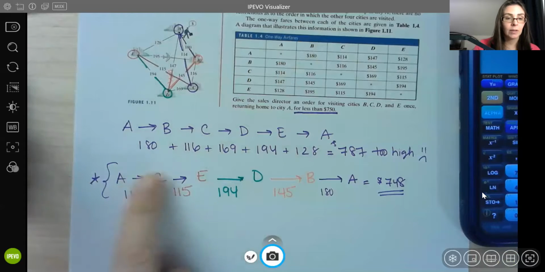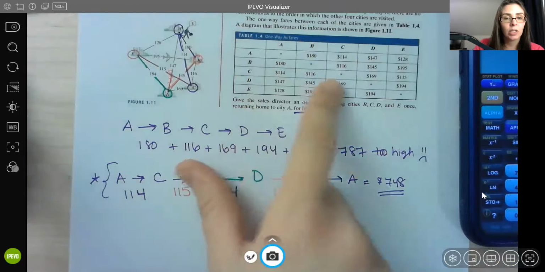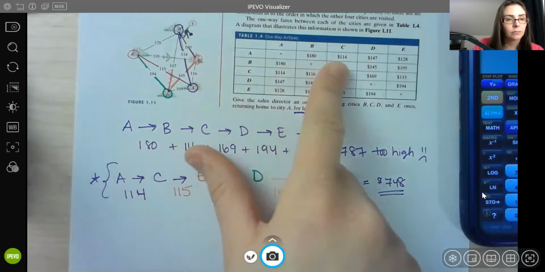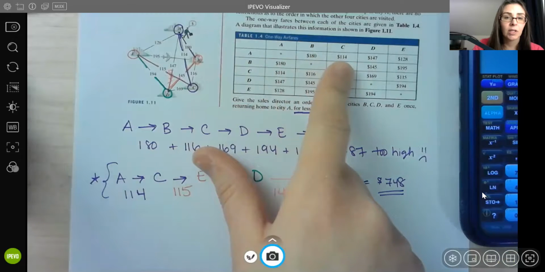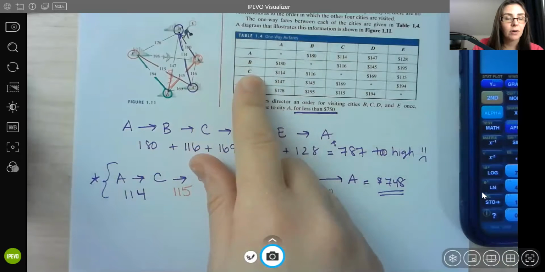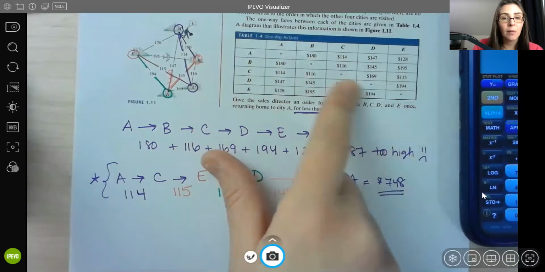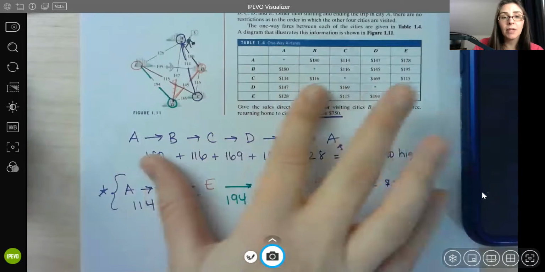So maybe instead of doing C first, right, we had one that was also pretty cheap. So let's say we went from A. So A to C was 114. That was definitely the cheapest. So maybe we stay there. But for flight C, you know, we had a 116 and a 115. So maybe we should go to B instead.